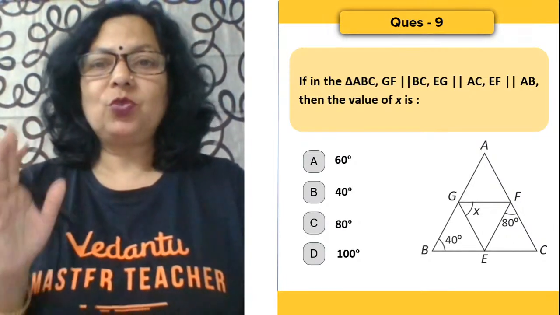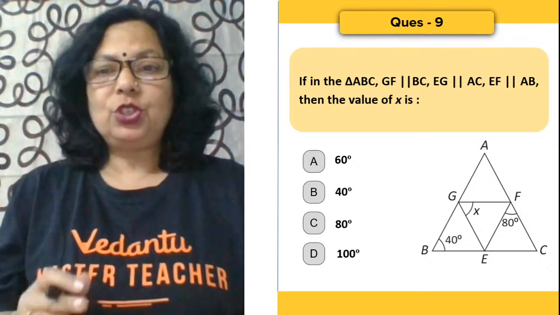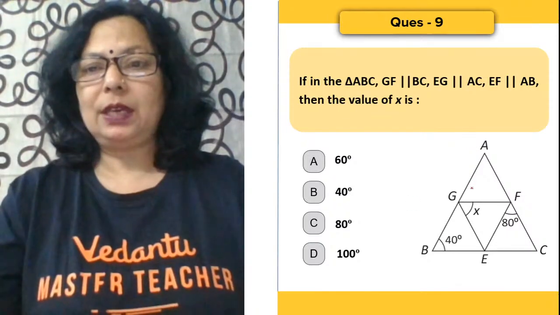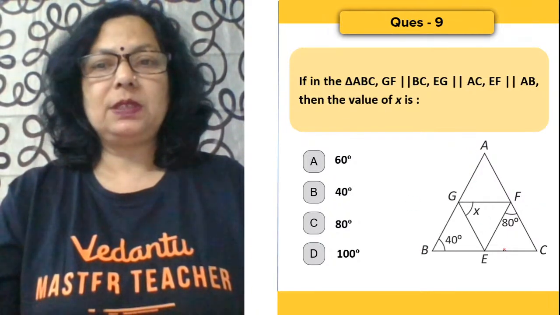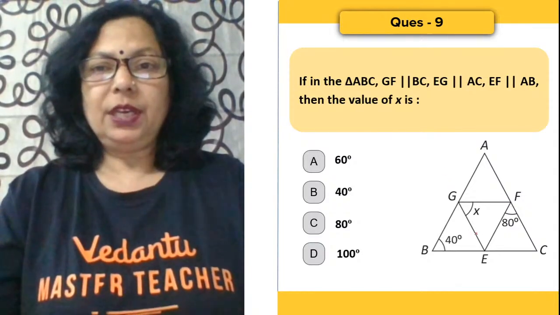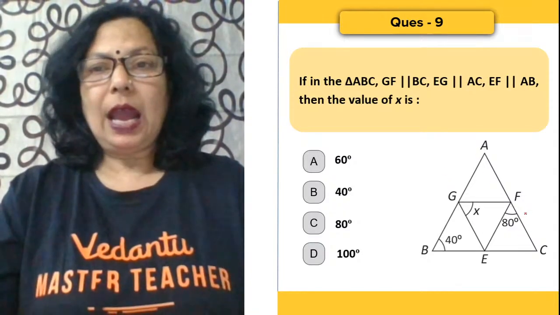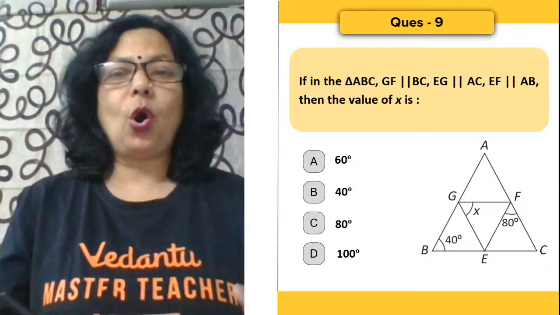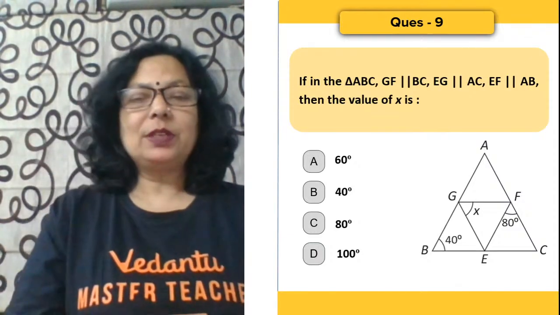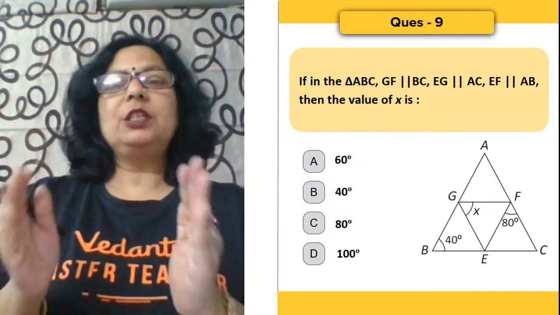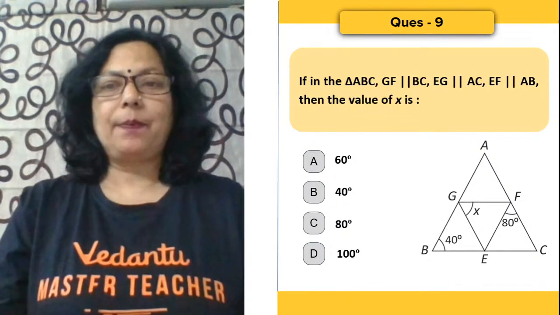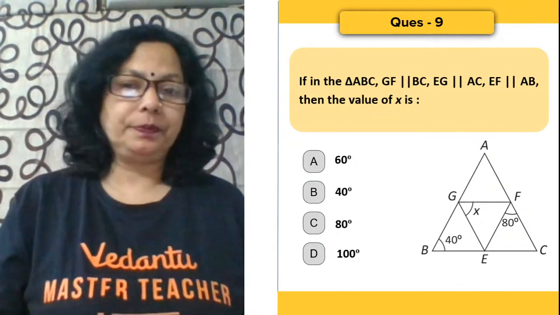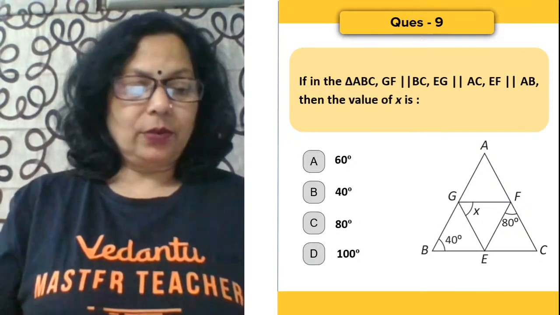If in the triangle ABC, GF is parallel to BC, and EG is parallel to AC and EF is parallel to AB. These are the parallel sides. Then the value of x is, if in the triangle ABC, GF is parallel to BC, opposite sides are parallel, right? So what is the value of x? Everybody try.